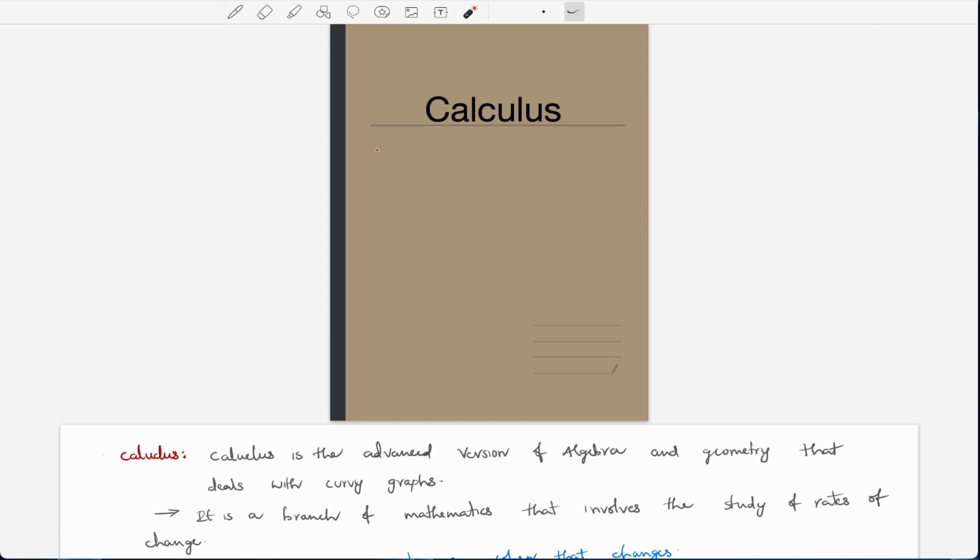I'm going to cover the following in this lecture. First, what is calculus. Second, differentiation. And third, integration. We have different rules in differentiation and integration, and after that we have limits and trigonometry also. I want to cover all of these in great detail.